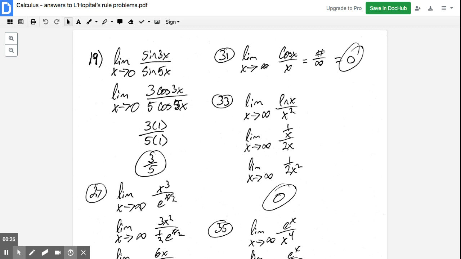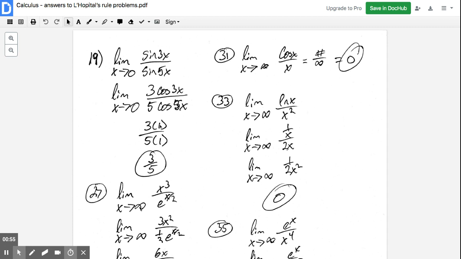So since I have the indeterminate form of 0 over 0, that means I can use L'Hopital's rule. L'Hopital's rule says I take the derivative of the numerator, I take the derivative of the denominator, and then I plug in again. So derivative of sine is cosine, derivative of the inside is 3. So that's why I have 3 cosine 3x. Derivative of sine is cosine, derivative of 5x is 5. Plug in 0 again. So this time I have cosine of 0.